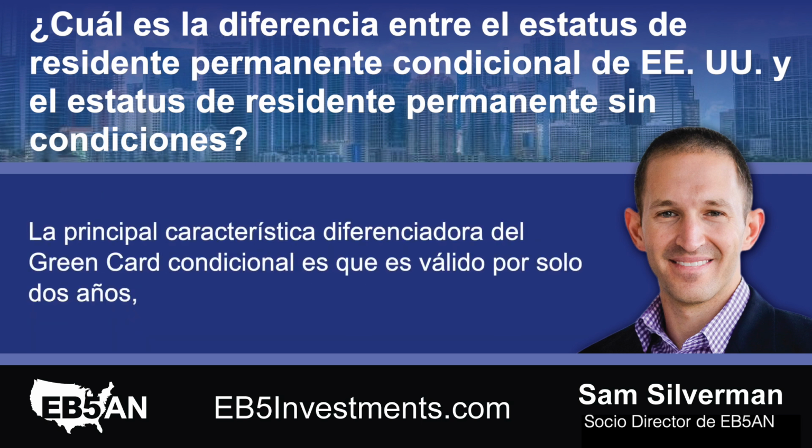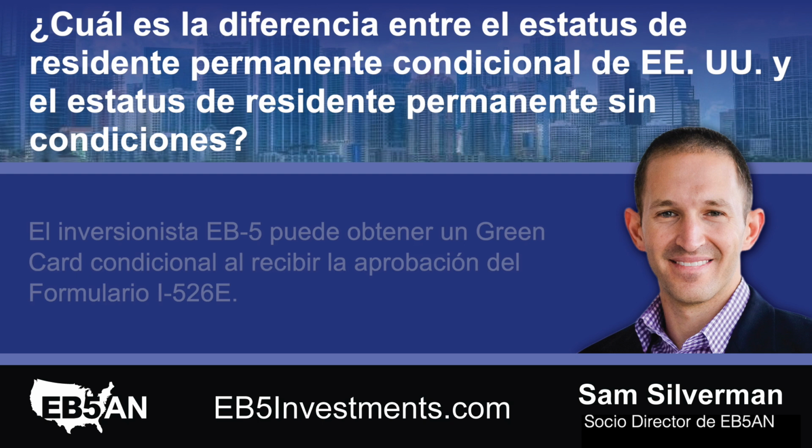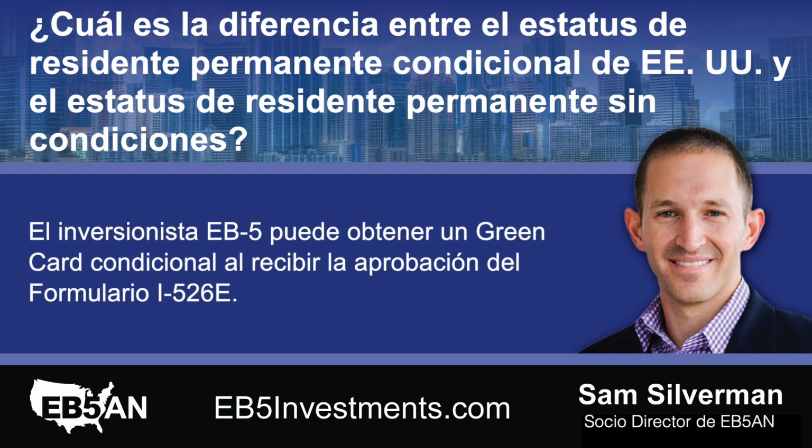The primary differentiating feature of the conditional green card is that it is valid for only 2 years, after which the EB-5 investor must successfully file Form I-829 to remove the conditions from their status and be granted permanent resident status. For EB-5 investors, a conditional green card can be acquired by receiving approval of Form I-526E.